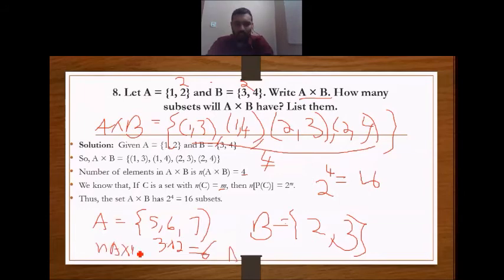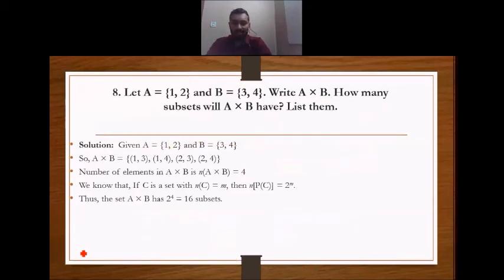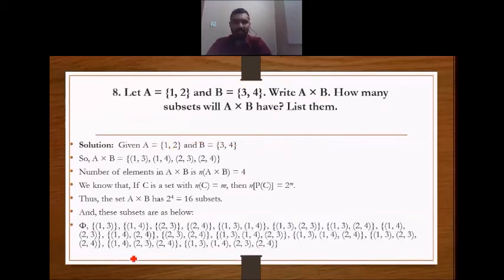So how many subsets are possible? 2 to the power 6, which is 64. So 2 to the power 6 is the number of subsets possible by the formula. So 64 subsets are possible. So this is the answer. Here you can list all the subsets.